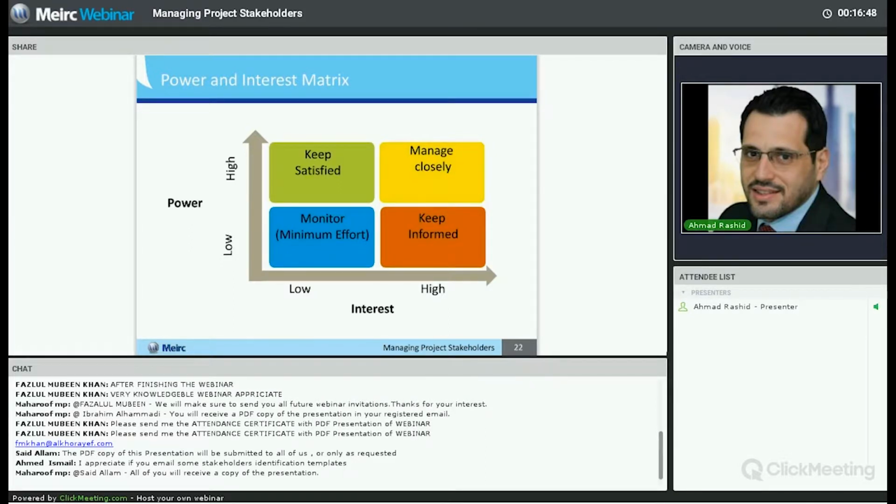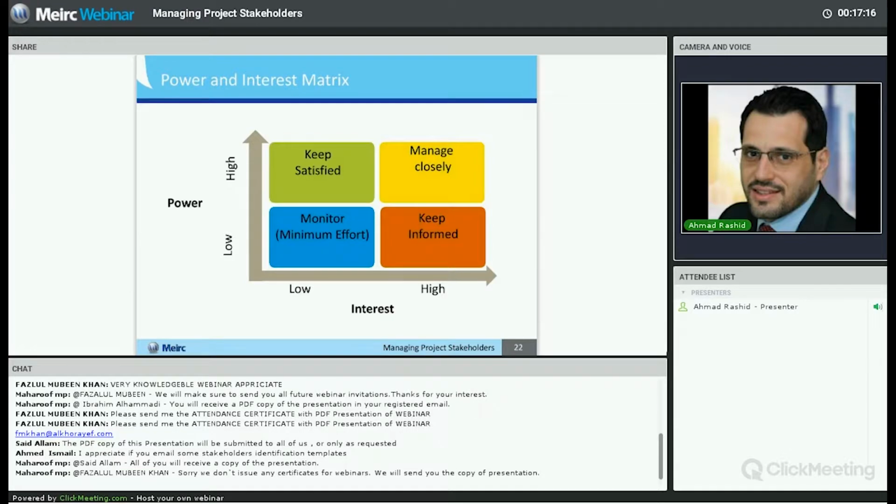Most international standards have strategies on how to deal with stakeholders based on their power and interest level. For those stakeholders who are in the lower quadrant, having low interest and low power, we recommend that you use minimum effort with them and only monitor them, because they are not interested in the project and they do not have any level of authority or any impact over your project. Of course, power can be replaced by impact if you wish.